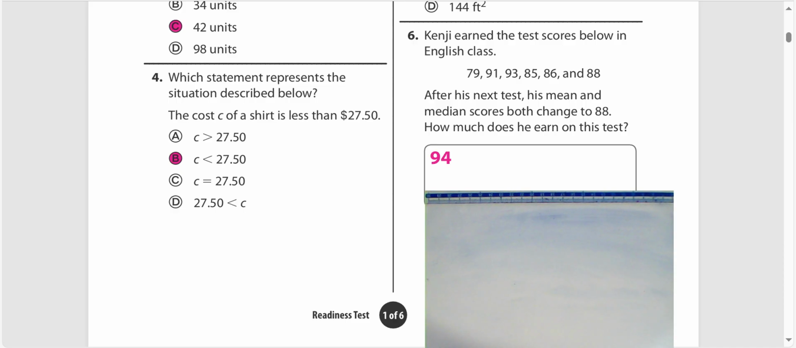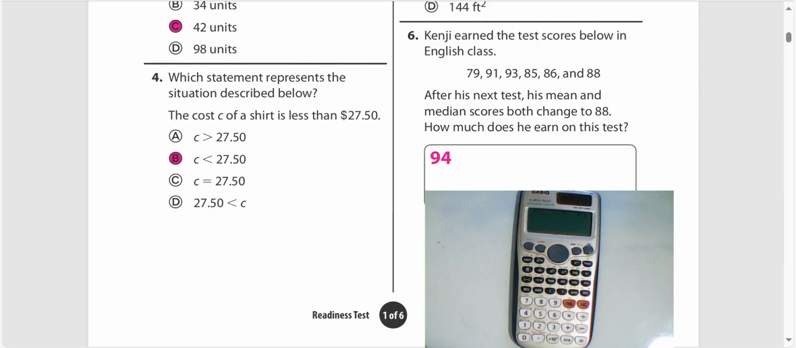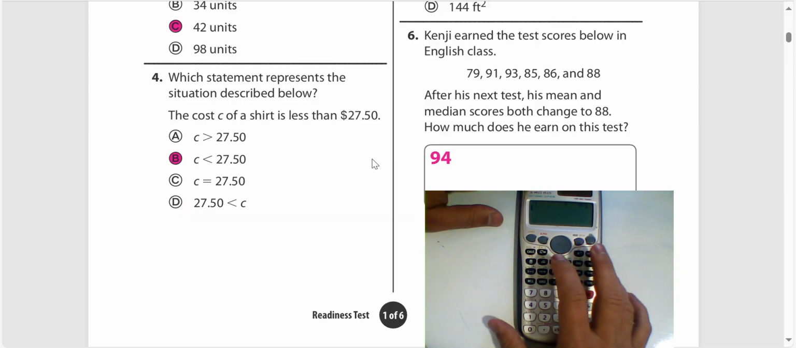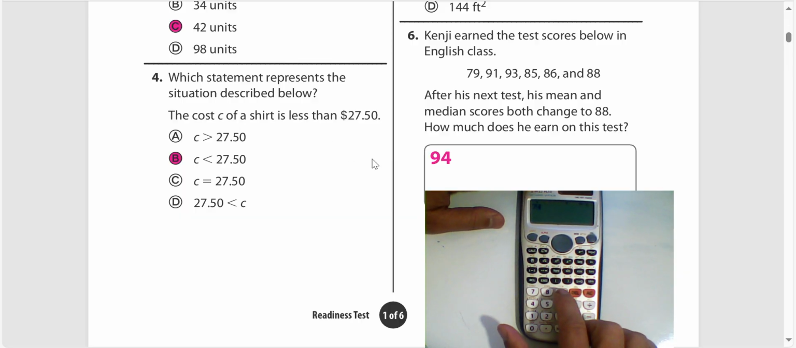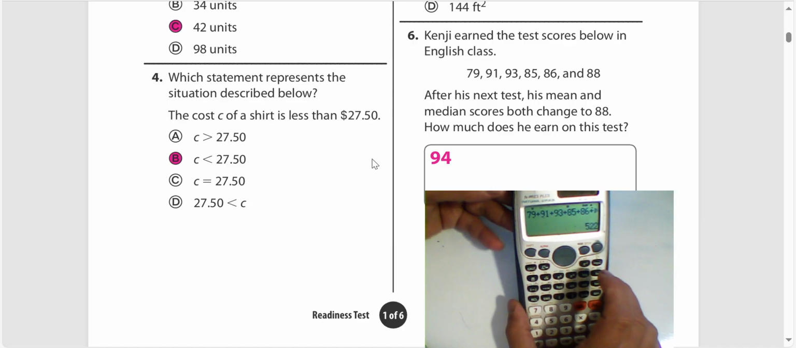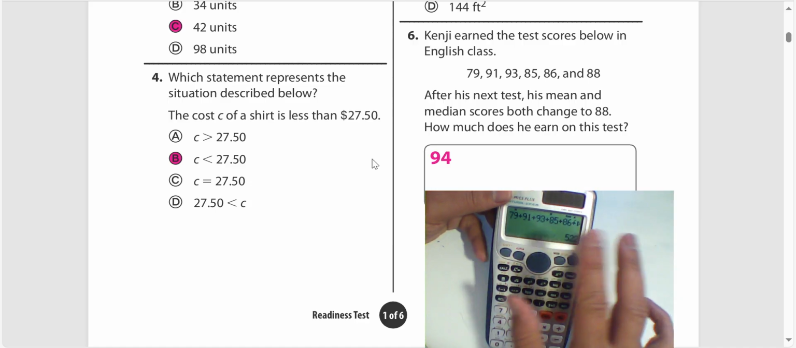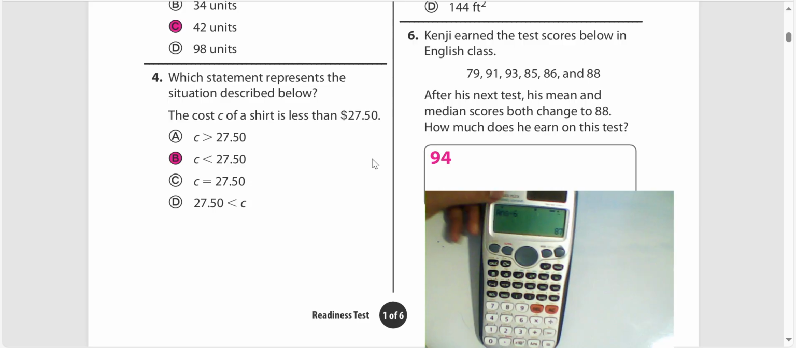Where is the mean here? This number lies in the middle. 1, 2, 3, 4, 5, 6. We have 6 numbers. The mean equals the sum of all numbers divided by the number of degrees. Then we can add together and divide by 6. We can find the total by the calculator here. The total 79 plus 91 plus 93 plus 85 plus 86 plus 88 equals 522. We divide the total by 6 because we have 6 degrees here. Then the answer will be 87.